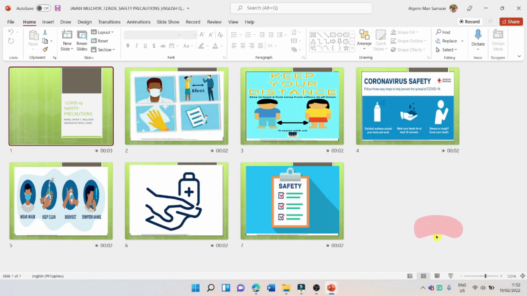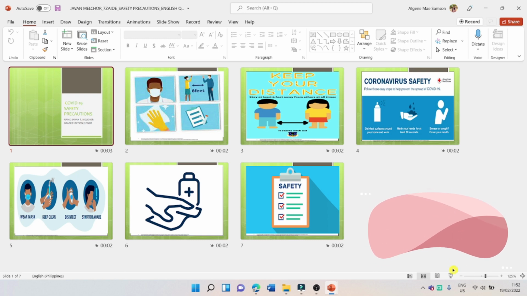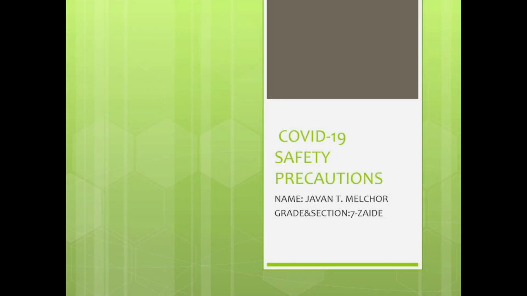If you will be choosing photo presentation for your performance task number 2, you have to look or search for pictures that will remind people about the safety precautions that they must apply to avoid the spread of coronavirus. As you can see, this is an example of a photo presentation made by a 7th grader. Let's check it out. It is entitled COVID-19 Safety Precautions.